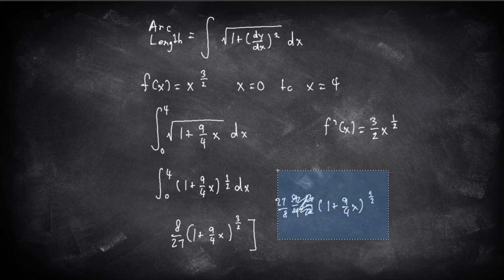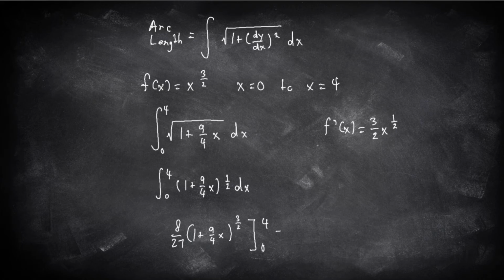Let's delete that. We don't need it anymore. And we just need to evaluate it from 0 to 4. Now we plug in 4 in here. 9 over 4 times 4 is 9, plus this one is 10. So that's 8 over 27. And then 10 to the power of 3 over 2. And then minus, plug in 0. 9 over 4 times 0 is 0. And then 1 to the power of 3 over 2 is just 1 times 8 over 27.